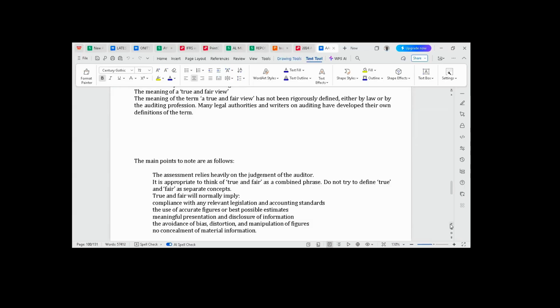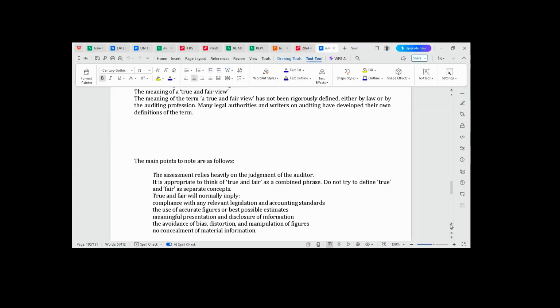Now, if you were in America, you would be looking at financial statements present fairly in all material respects. But because we're in Nigeria and our syllabus is the Nigerian syllabus, for the Institute of Chartered Accountants of Nigeria, what we have in our audit report is true and fair view. So we are going to look at what it means when you say true and fair view.